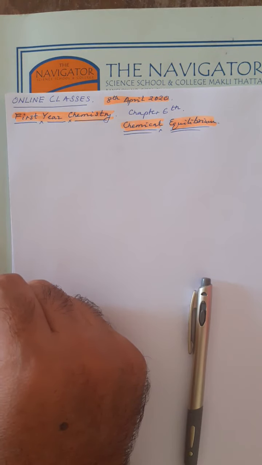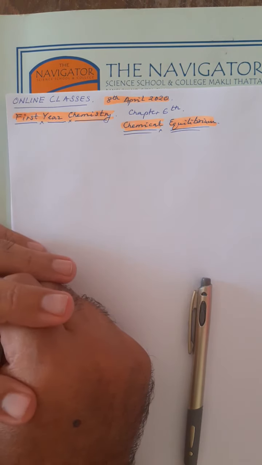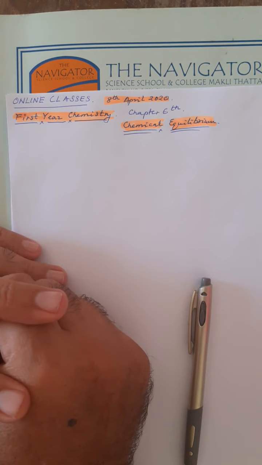So, in first year chemistry in the classroom, there are 8 chapters total, I guess. We have done 6, only 2 are remaining, the 6th chapter and the 8th chapter. So from today we are starting the classes, and the 6th chapter, chemical equilibrium, we're going to start from today.